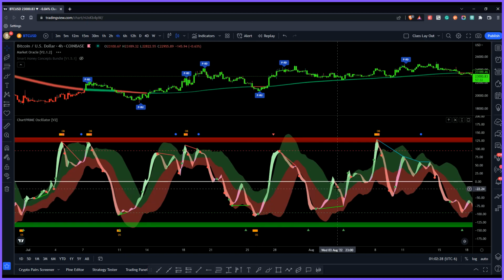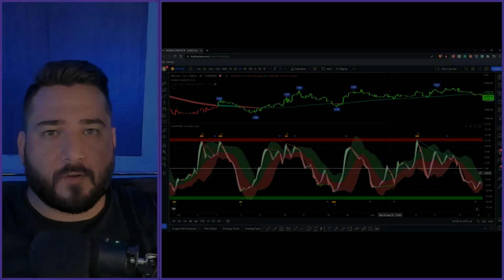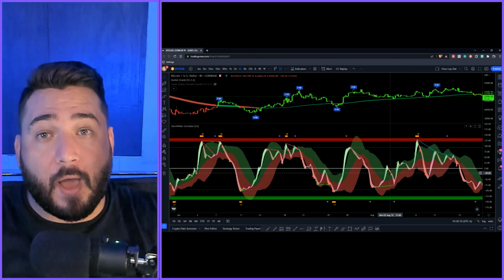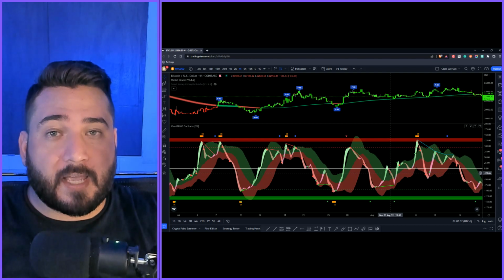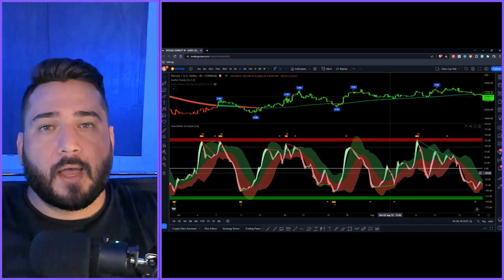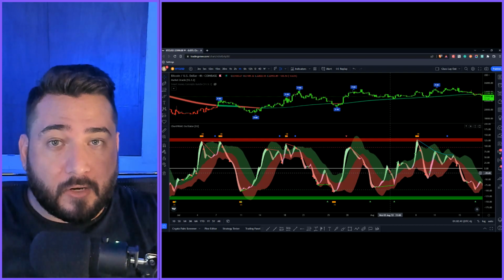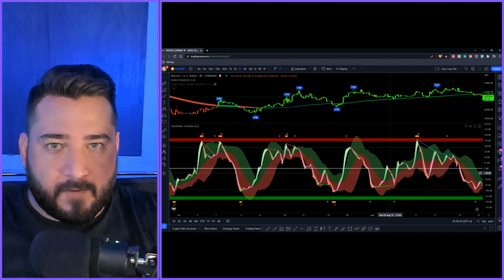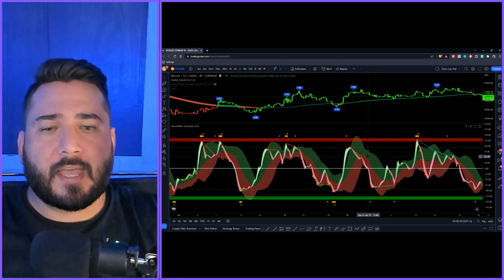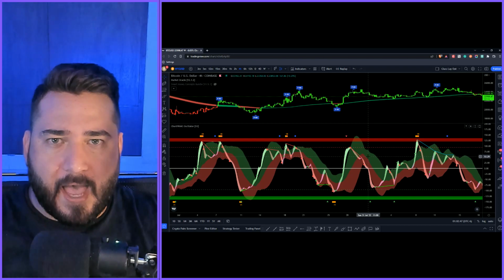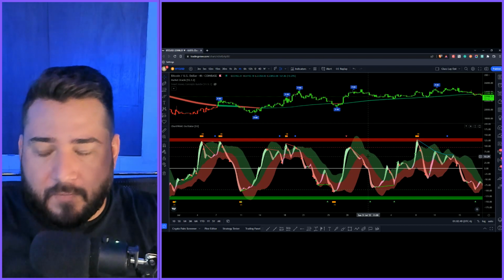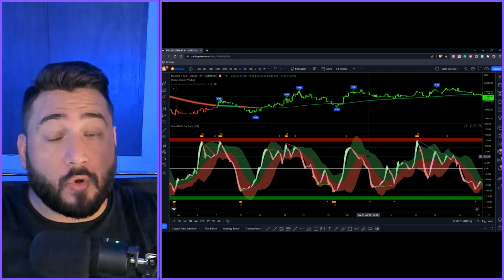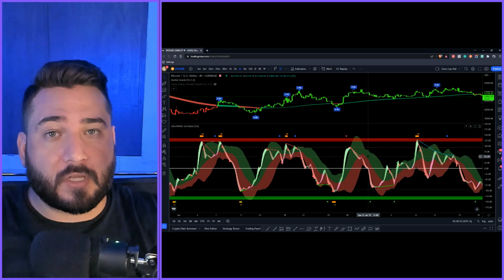So divergences, I usually advise you guys to take a look at divergences on daily and 4 hours. Usually daily and 4 hours are very, very powerful indicators. As you go down in time frames, the divergences might not be as powerful as in higher time frames. Nevertheless, that doesn't mean that you should be ignoring them. Always take them into consideration.